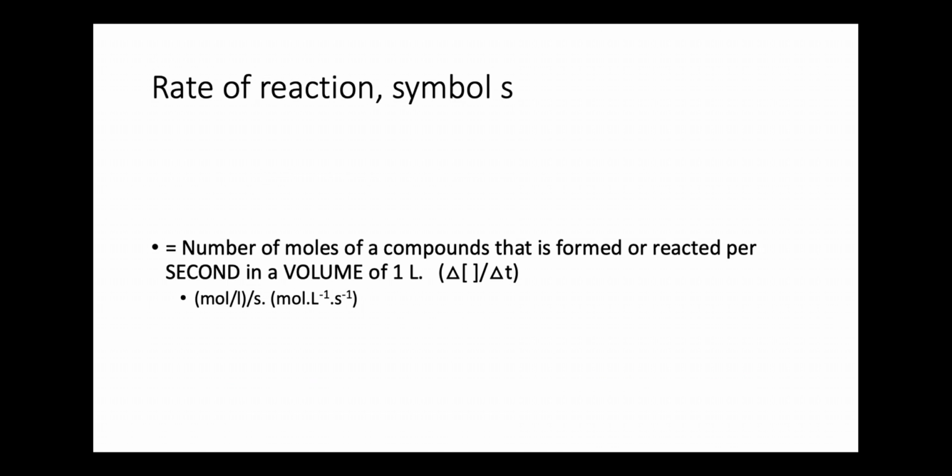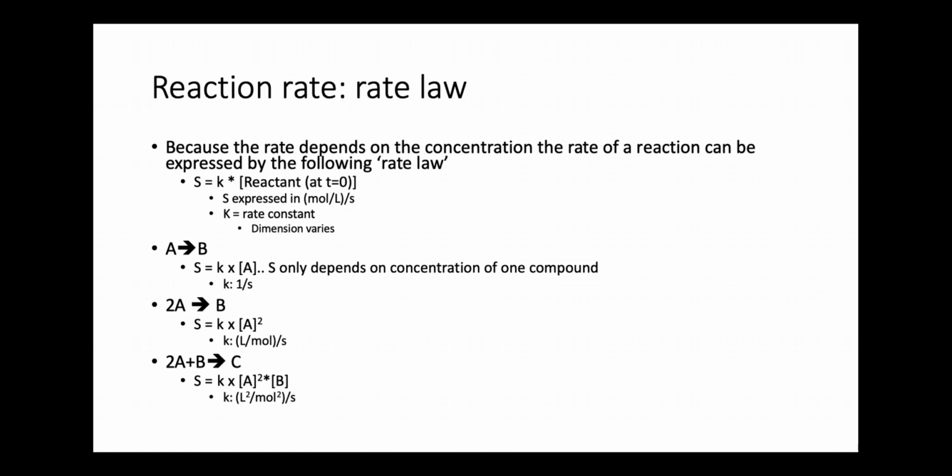So the rate of the reaction, we can express it as a symbol S, and that's the change in concentration over time. Moles per liter per second. Moles times liter to the power of -1, seconds to the power of -1. Rate law. Because concentration is one of the 5 factors, we can express it in a rate law. S, moles per liter per second, is K, that's the rate constant, times the concentration at t is 0. So the unit of K can depend on my rate law.